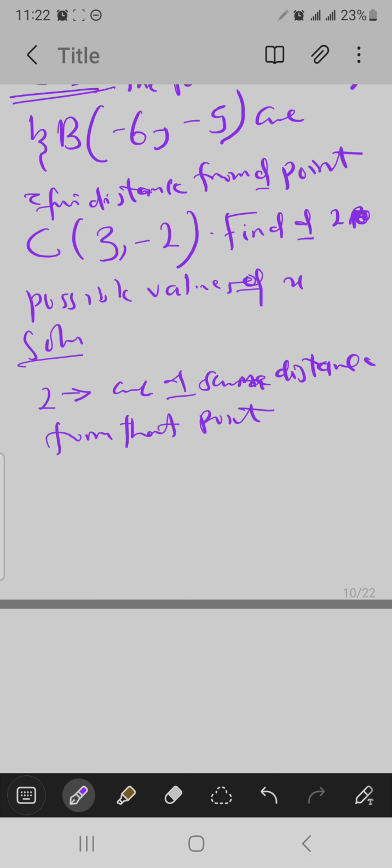Let me give an instance. They said A and B are equidistant from C. If this were to be C, this is B and this is A, it means that if this one is 1, this one is 1 as well. From here to here is 1. From here to here is 1. That's what it means. Let's say 1 meter. I'm using this as an example. I'm not saying it is 1 meter.